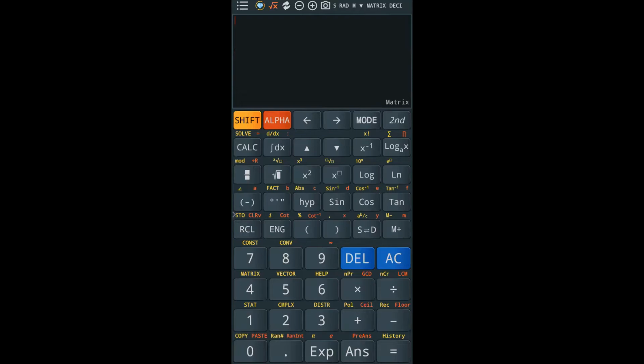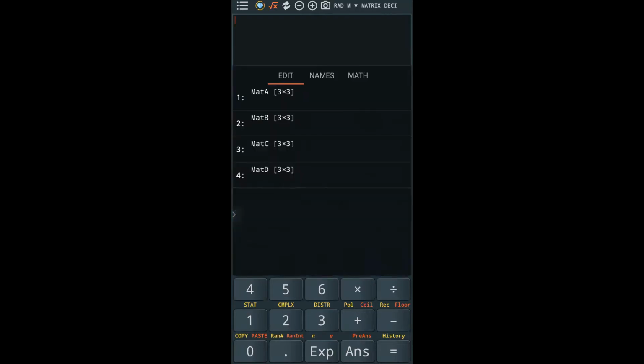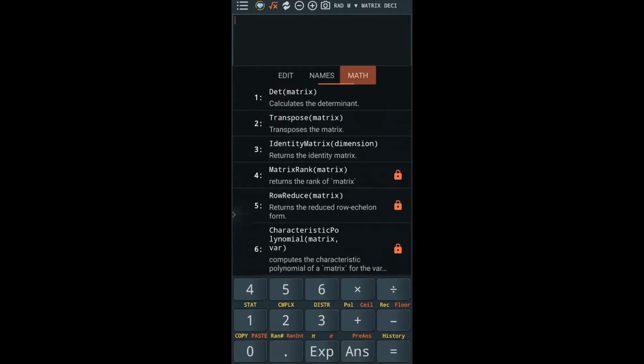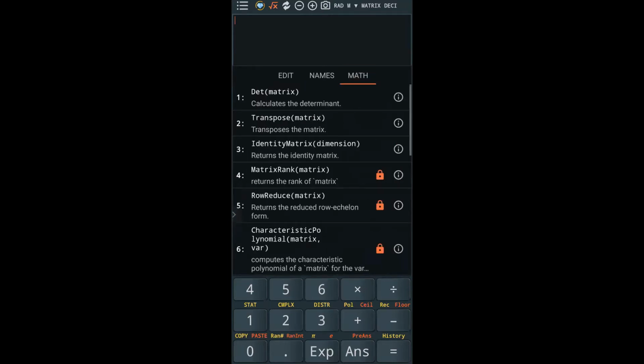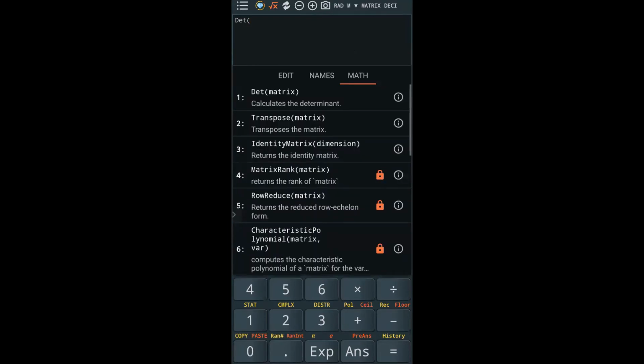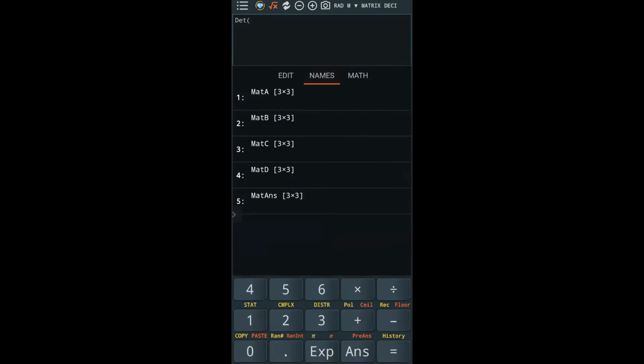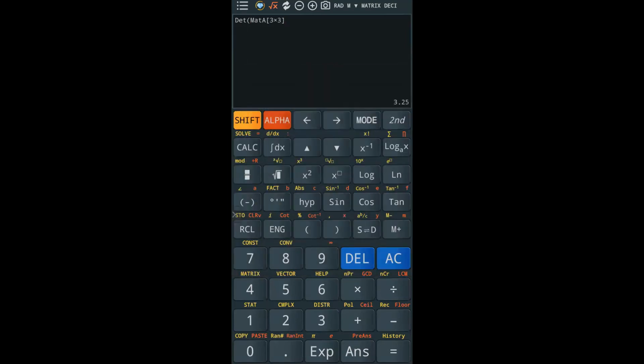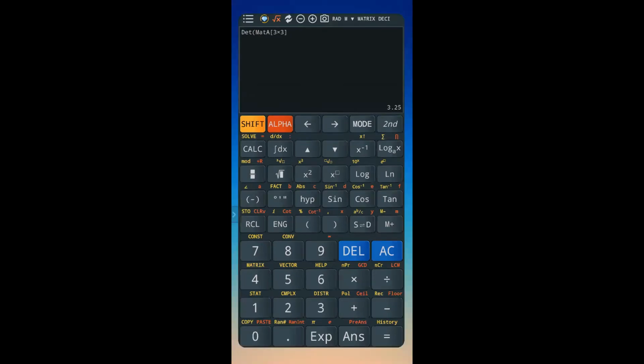Then I will go to shift, I'll go to matrix. Okay, I put the shift matrix. Then I need to go to math. Okay, in math I will go to determinant. Now I need to take the determinant of matrix A. So I will put shift matrix, shift matrix. Now I will indicate its name as matrix A. Okay, so that I'm getting as 3.25. Understood or not? Let me know. 3.25.